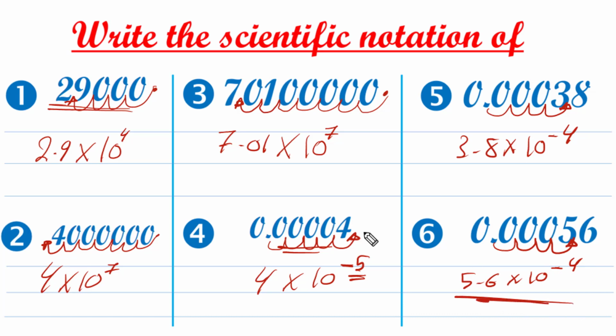So don't forget, guys, the first factor is between 1 and 10. The second factor is a power of 10. If we have a large number, the power will be positive. But if we have a small number less than 1, the power will be negative.